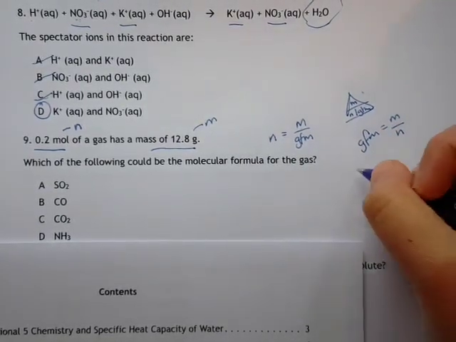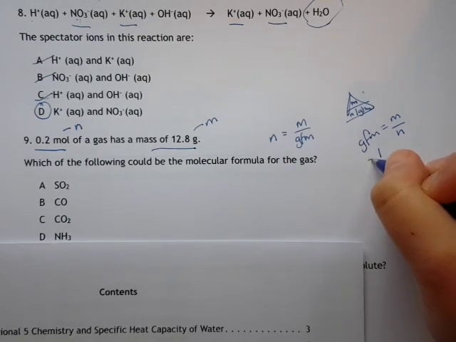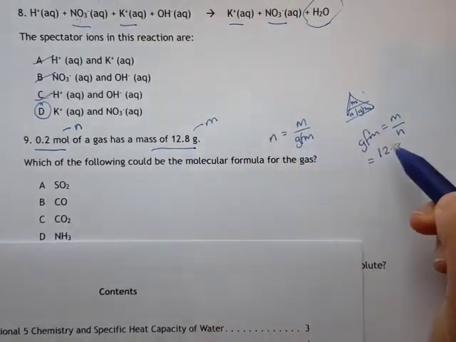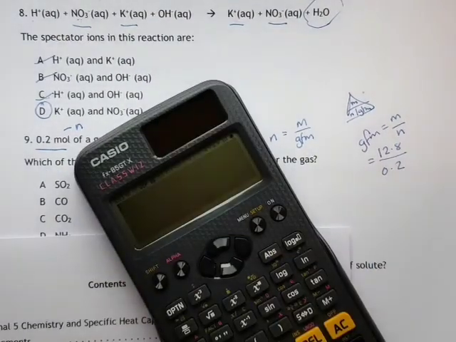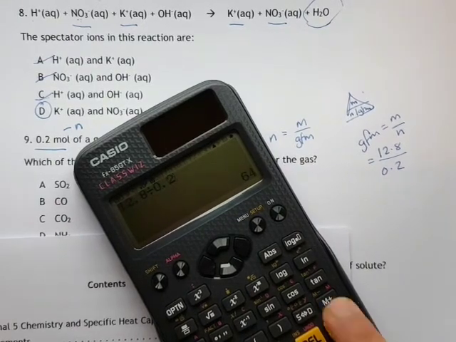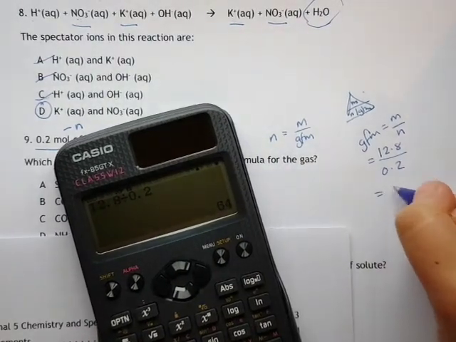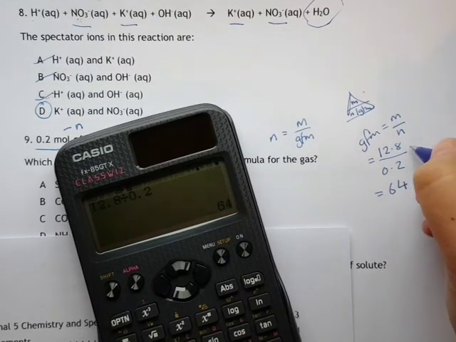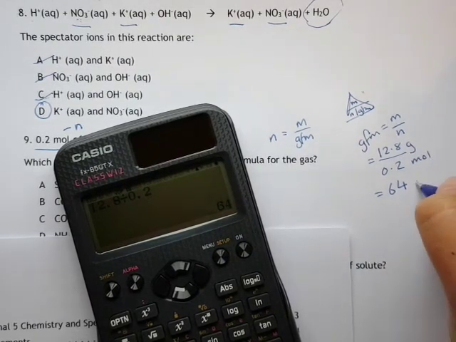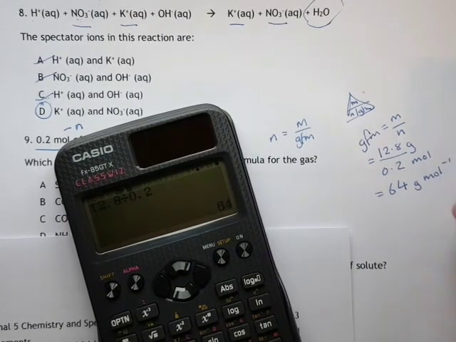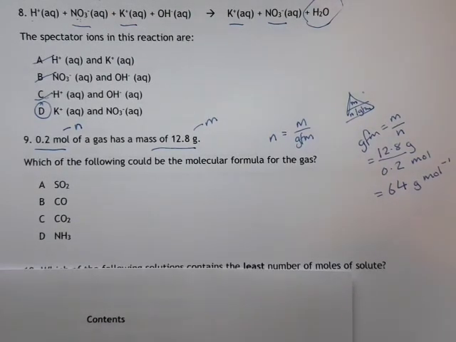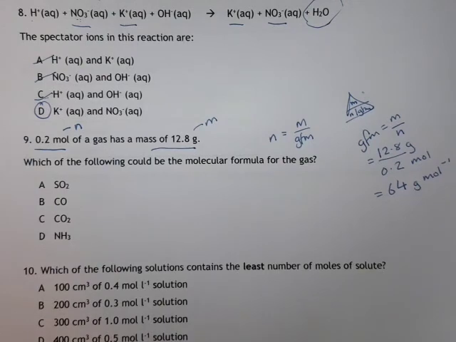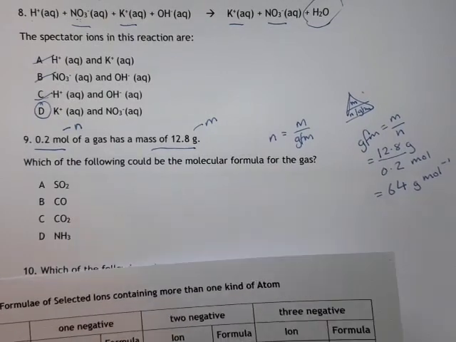Okay, so 12.8 was the mass. The number of moles was 0.2. Do that in my calculator. 12.8 divided by 0.2 equals 64, and that is grams per mole. So we're looking for a compound where 1 mole of the compound is 64 grams. In other words, the GFM is 64. So in this one, we're going to have to calculate the GFM of all 4 of these compounds to see which one it is.